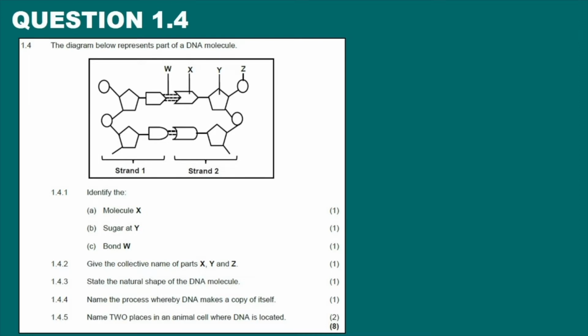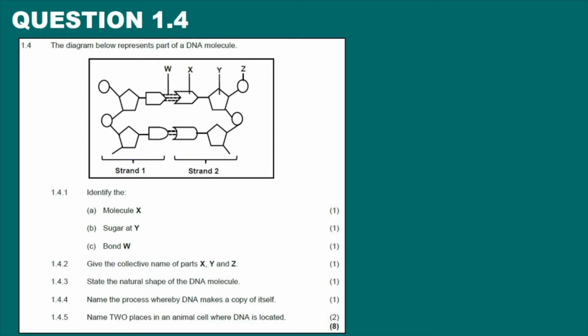Why do I say that this is a DNA molecule? Firstly, if you read the first sentence, it says the diagram below represents part of a DNA molecule. So there's my first statement that indicates that this diagram has a DNA molecule in it. Secondly, you will notice two phosphate sugar backbones, or it will indicate two DNA strands. If you look at the image, they also indicated strand 1 and strand 2.